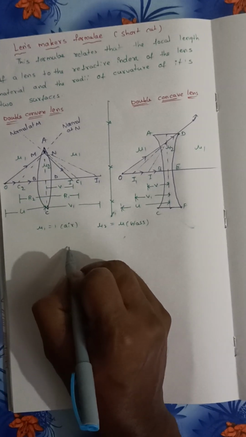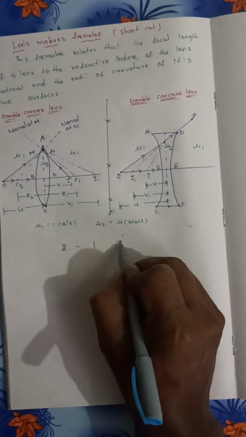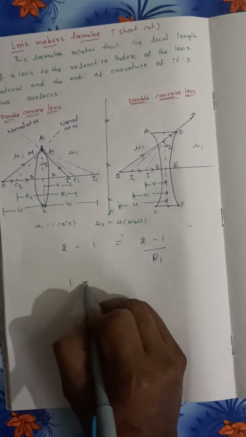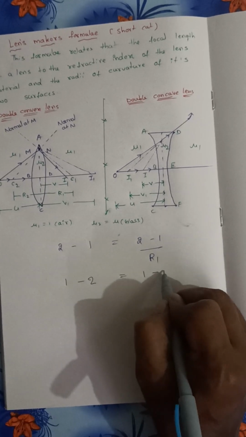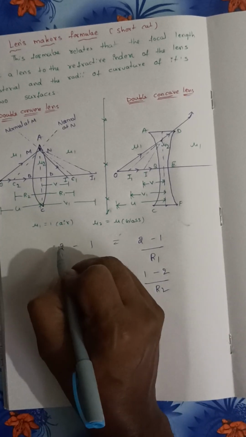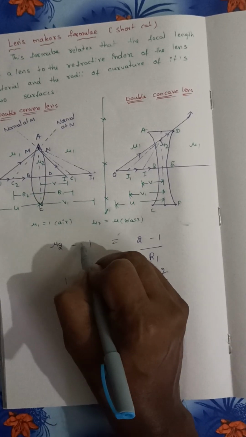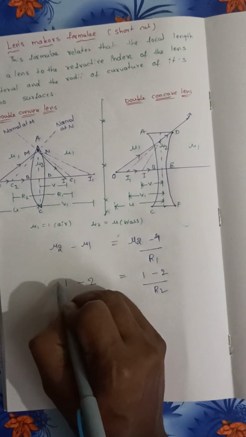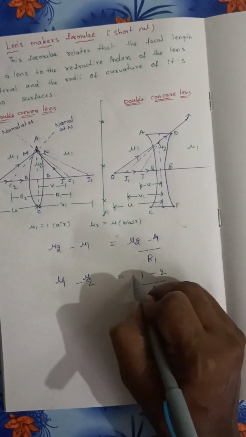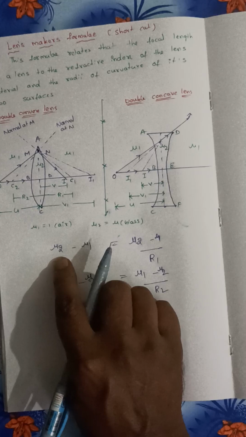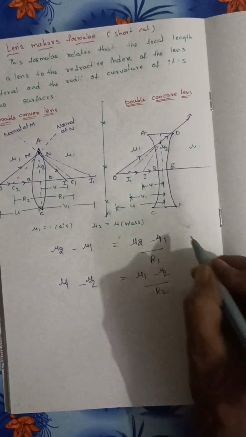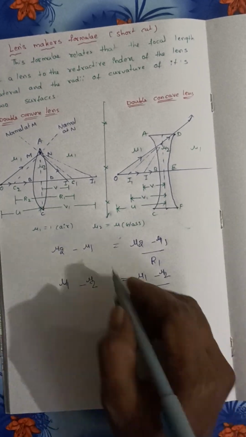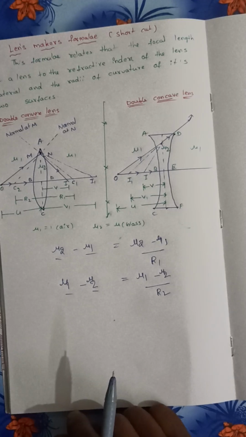Here you can write mu2 minus mu1 divided by r1, and in the next step mu1 minus mu2 divided by r2. Here mu2 minus mu1 means the refractive index of glass minus the refractive index of air. So mu2 minus mu1 over r1, and mu1 minus mu2 over r2. So two steps we can finish, and in the third step we get the answer.